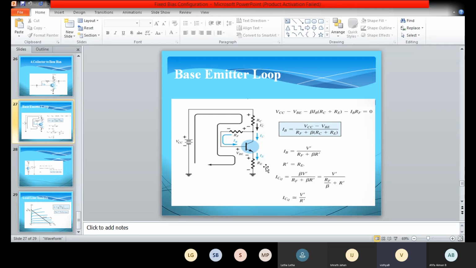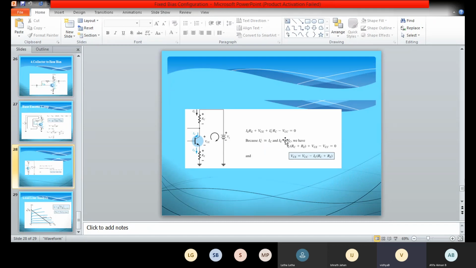R dash is equal to RE here in this case. ICO is equal to beta V divided by (RF plus beta R dash), which is V dash divided by (RF by beta plus R dash). ICO is equal to V dash divided by R dash. This we can write as R dash.